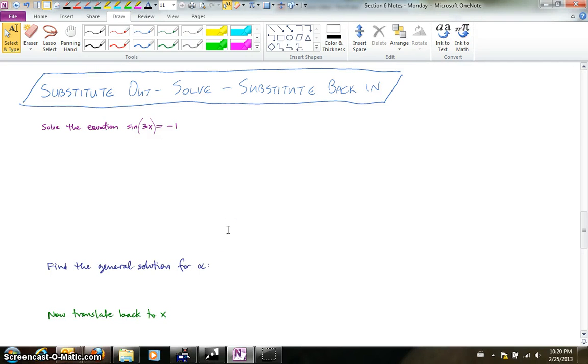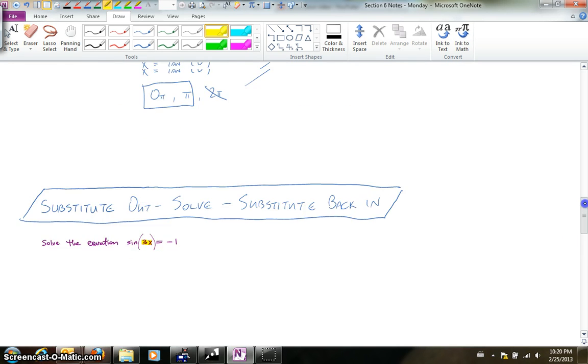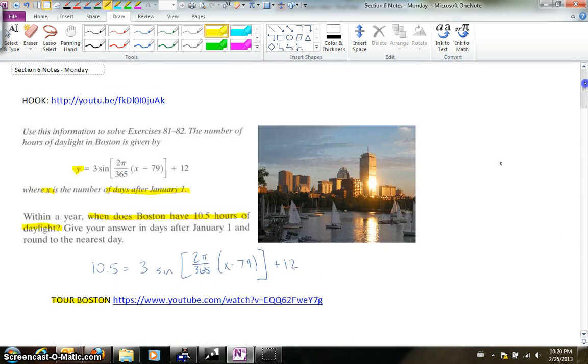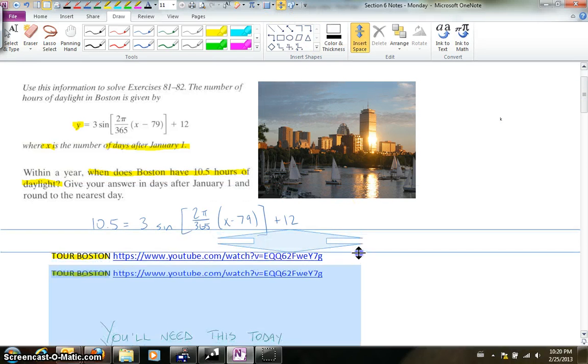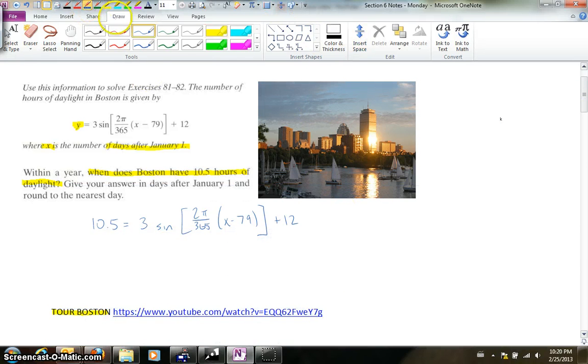Alright, here we have another trigonometry equation, but this time you're going to see that instead of just an angle x, I have an angle of 3x inside the trig. Again, if we go back to the very first problem, our inspiration for this, we could probably already take care of a couple of the steps now. We can subtract away the 12. So I've got negative 1.5 equals 3 times the sine of all this stuff.